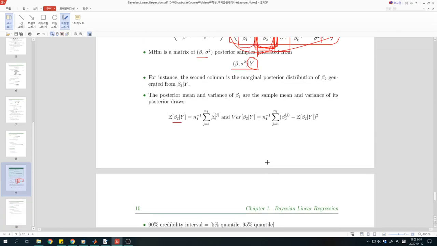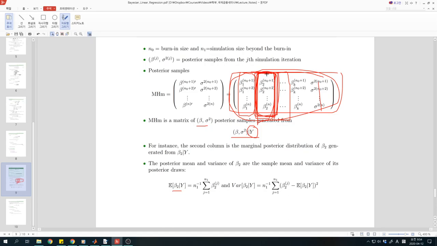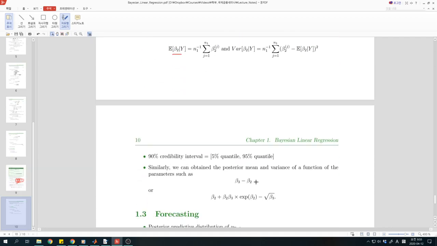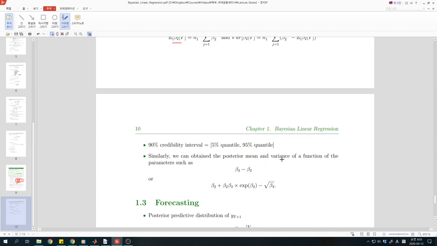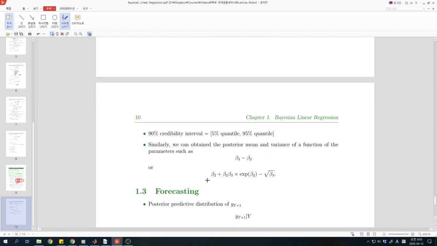Okay. Of course, using those samples, you can plot what? You can plot the histogram of beta 1, histogram of beta 2, histogram of beta k, histogram of sigma square, and histogram of beta 3 minus beta 2. Or in general, you can compute any function of the parameters, and then you can plot the histogram. Of course, you can compute the posterior mean of this complicated function of the model parameters and its variance as well, right? So you can compute any function of the parameters. But this beta 3 minus beta 2 is quite popular.